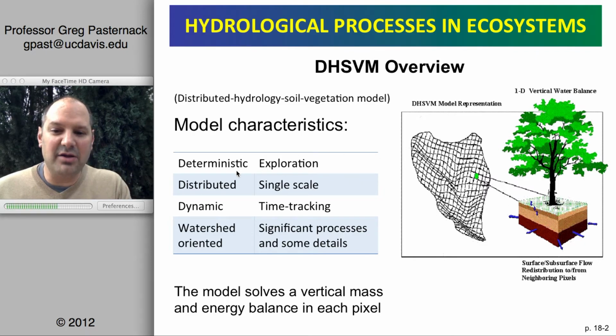So what kind of model is this? It's a deterministic model. It's distributed. It's dynamic, which means it changes through time. It's at the scale of a whole watershed. The processes are at a single scale.